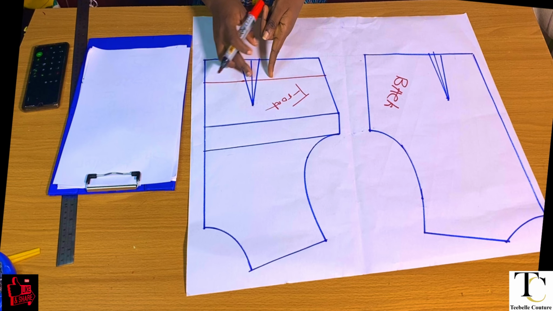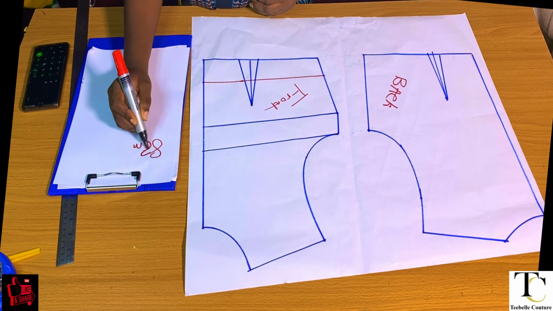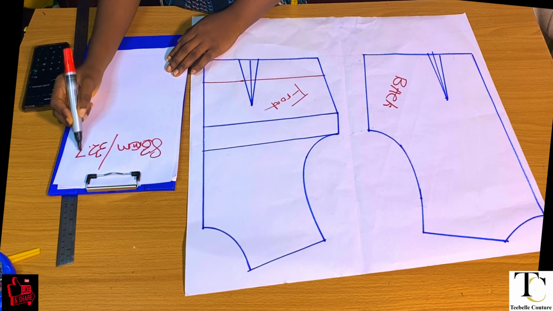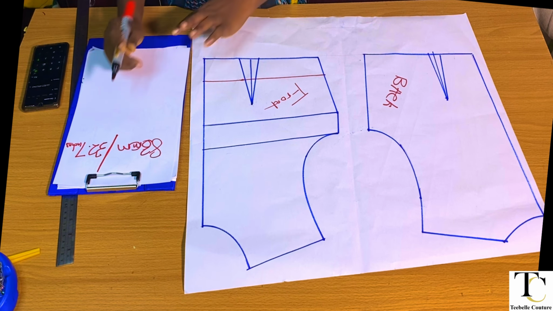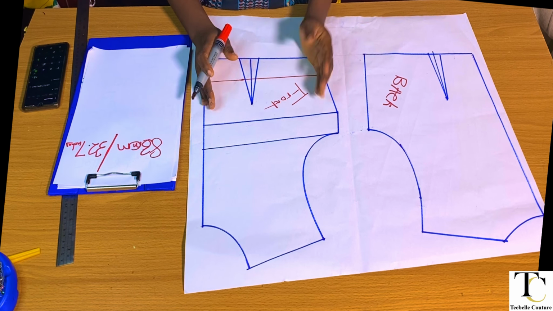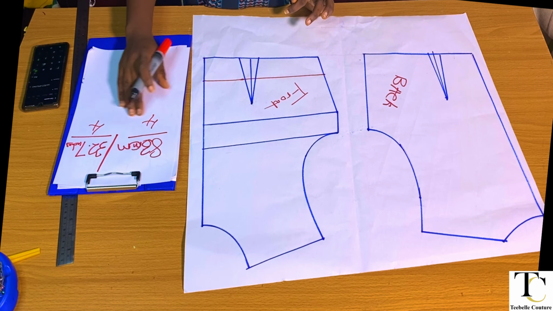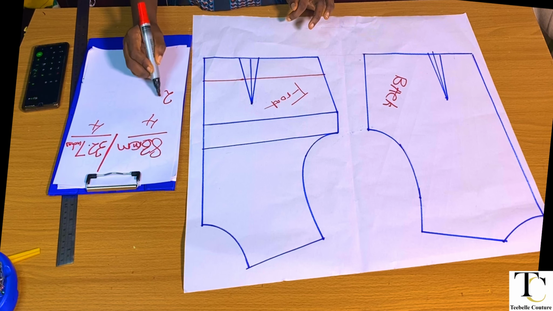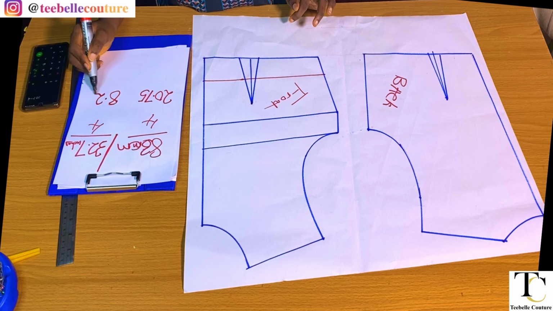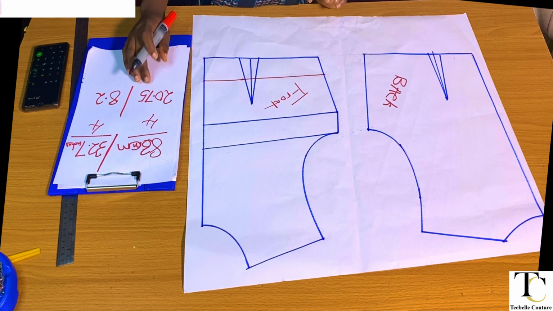So what I'm going to be doing is to note down my underbust circumference, which is 83 centimeters, and in inches it is 32.7 inches. I'm doing it both ways so we can understand. After getting this, I need to divide by 4 because I have my half scale front, not my full scale front. If I divide 83 centimeters by 4, I get 20.75, and 32.7 gives me 8.2 inches.